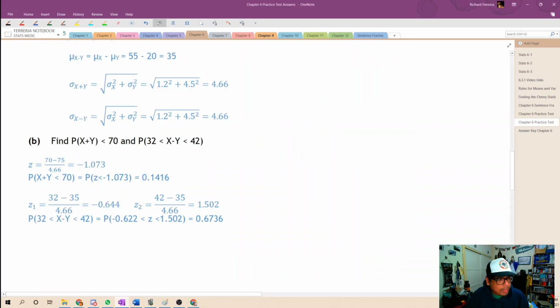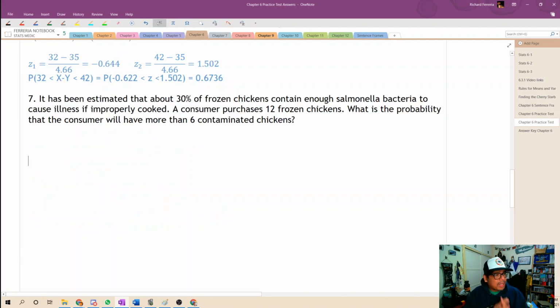0.6736. You can see in our paper we're going to be writing out our two z-scores, negative 0.644 and 1.502. And we'll calculate the probability that x minus y is between 32 and 42. It's the same thing as the probability that a z-score is between negative 0.644 and 1.502. And finally, that same answer that we got from our calculator, 0.6736.